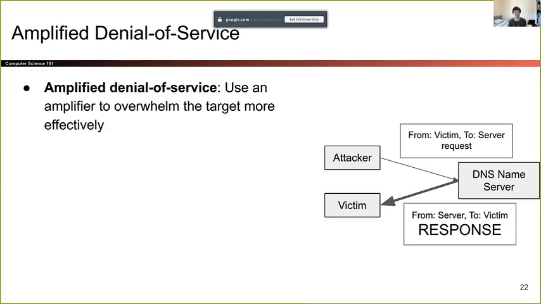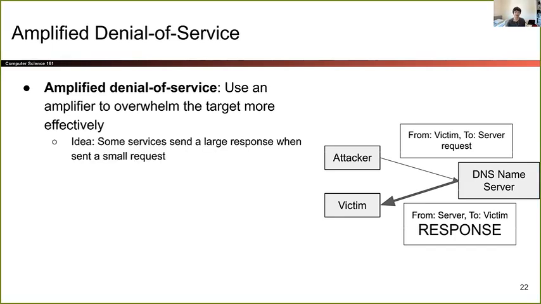Amplified denial of service, which does not have an acronym yet. The idea is to use some sort of amplifier. An amplifier is something that, if I send a small request to it, I'll get a really large response back. So the analogy that I saw online is, hello, I'm calling some pizza place.